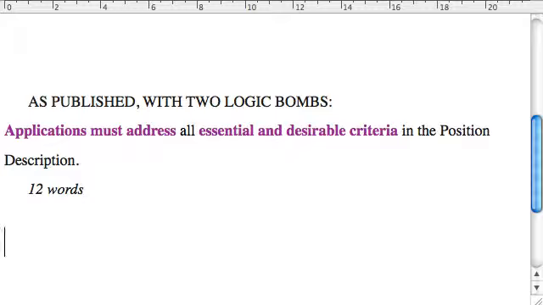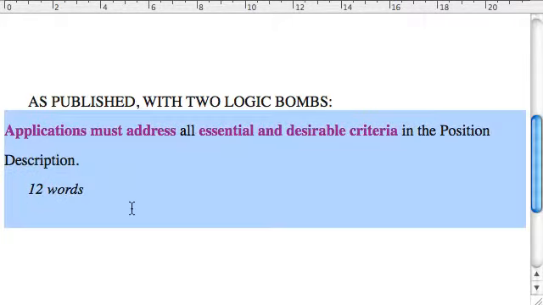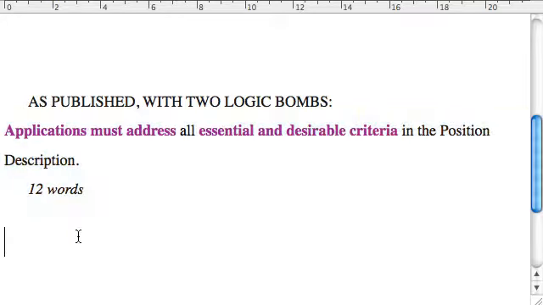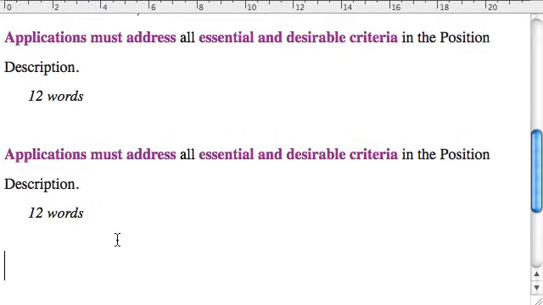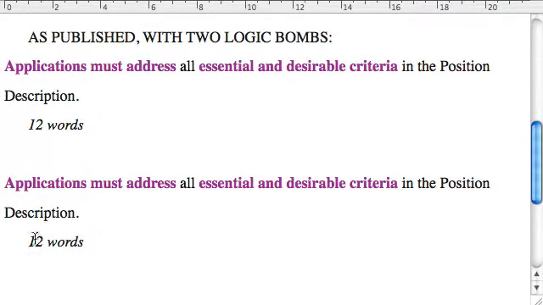Listen closely. Applications must address all essential and desirable criteria in the position description. Now, as always, I'm going to copy the original and paste it in below so we can keep track of our edit and make sure that we're actually improving it.